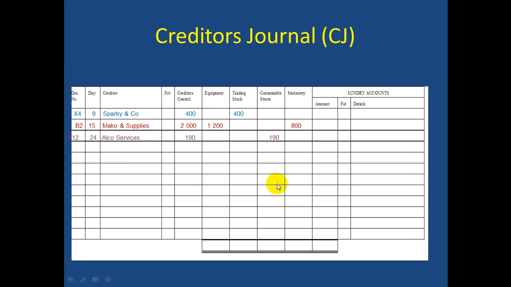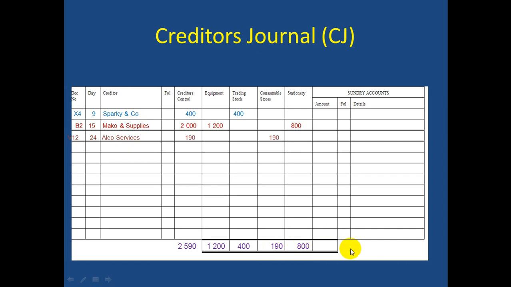Last transaction. Okay, on the 24th, Alco Services, this is the people that we bought from. We bought something for 190 Rand, and that thing was consumable stores. Okay, so you then have your final balances, so your creditors control. Essentially, we owe people 2,590, but we've now got equipment with 1,200 Rand and trading stock with 400 Rand and consumable stores with 190 Rand, and finally stationery with 800 Rand.